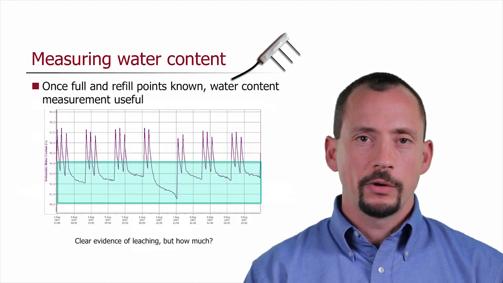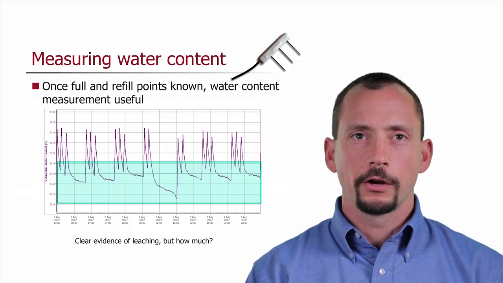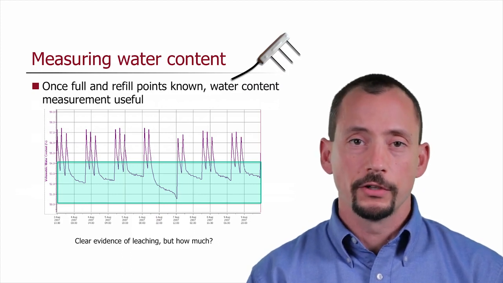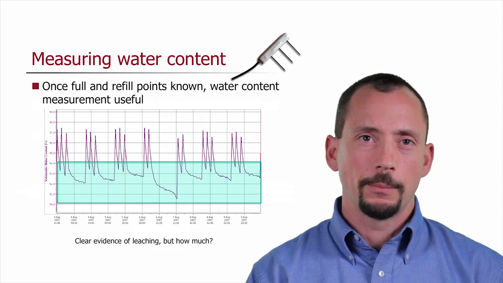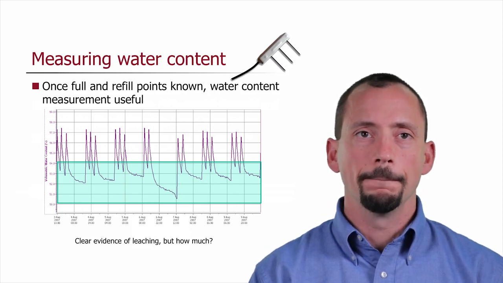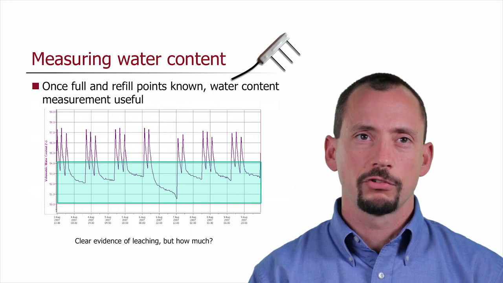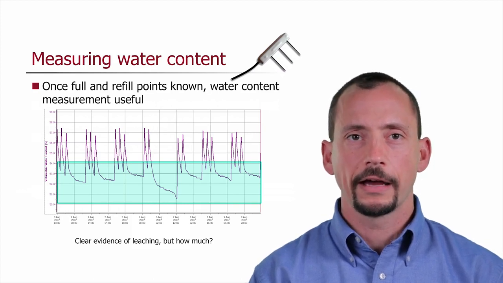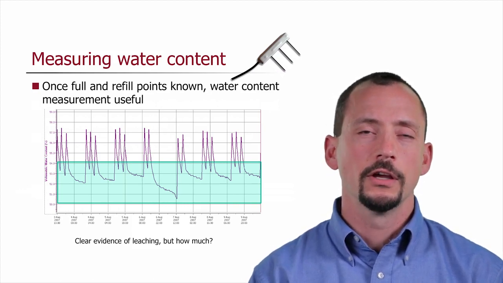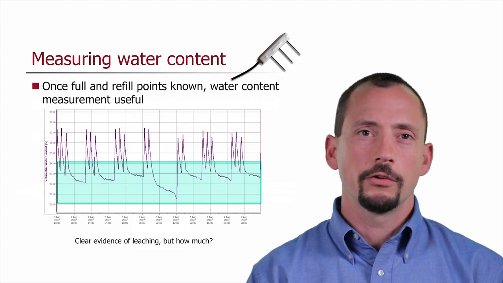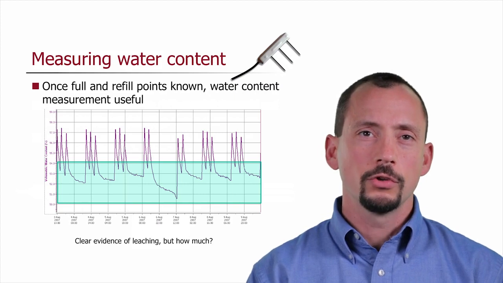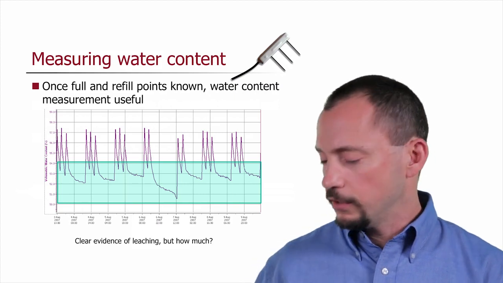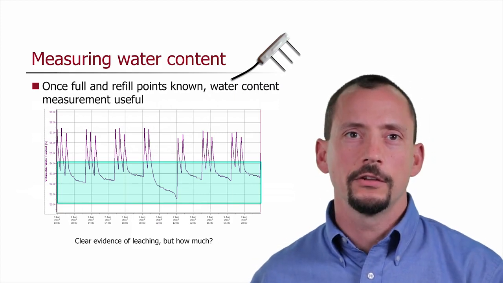Once those full and refill points are known, then the water content measurement becomes very useful and very easy to use. In the graph that I've shown up here, this is a typical trace that shows some soil moisture sensor data, with volumetric water content on the y-axis and time on the x. You can see the frequent irrigation events. Well, those irrigation events, in this particular case, are filling the soil too full with water. There is an inflection that you can see in the drainage curve.